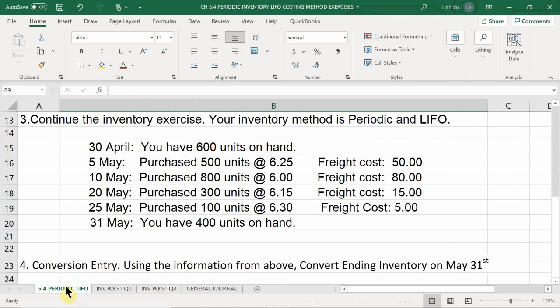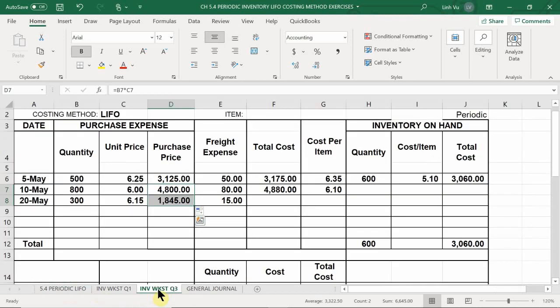$1,845. Why does that not look good? Right. We purchased 300 units at $6.15 with a freight of $15. All right, so in this case, 300 times 6.15 gives us 1,845 plus 15. Right, 1,860. So now what is going to be my cost per item?